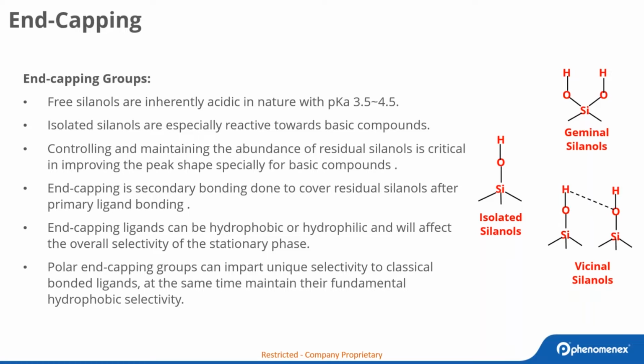So end-capping is a secondary bonding, and it's used to cover any of these free residual silanols after the primary bonding. So the end-capping ligand can be either hydrophobic or hydrophilic. A common one is TMS, or trimethylsilane, that's used. That's the most common. So they can either be hydrophobic or hydrophilic, and they will affect the overall selectivity of a stationary phase. So a polar end-capped group can impart that unique selectivity to classically bonded C18 ligands, and at the same time, they can maintain their fundamental hydrophobic selectivity.